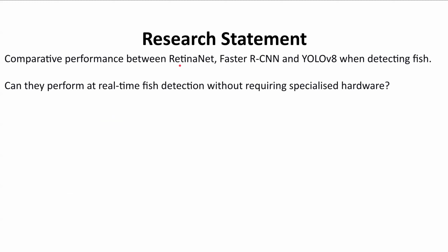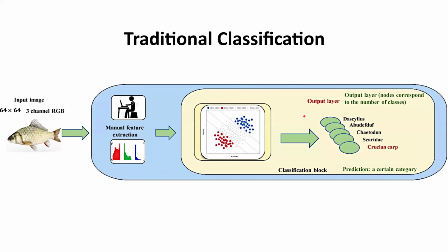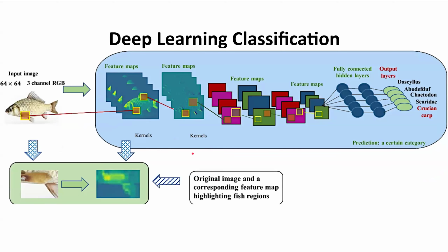What we are going to focus on in this research is a comparison between these three models over here: RetinaNet, Faster RCNN, and YOLOv8. And can they all perform in real time without requiring specialized hardware? So we're going to compare it on a laptop and a desktop. And we're doing this because instead of having a biologist or a marine biologist or ecologist manually working through different images, we can rather have a structured system that does it for us.